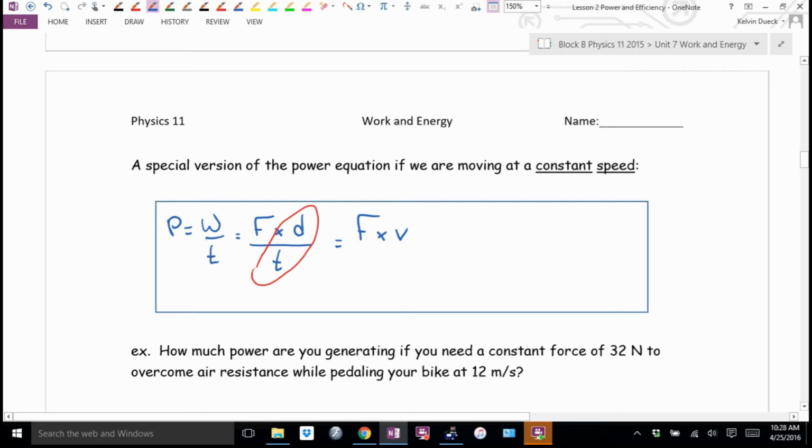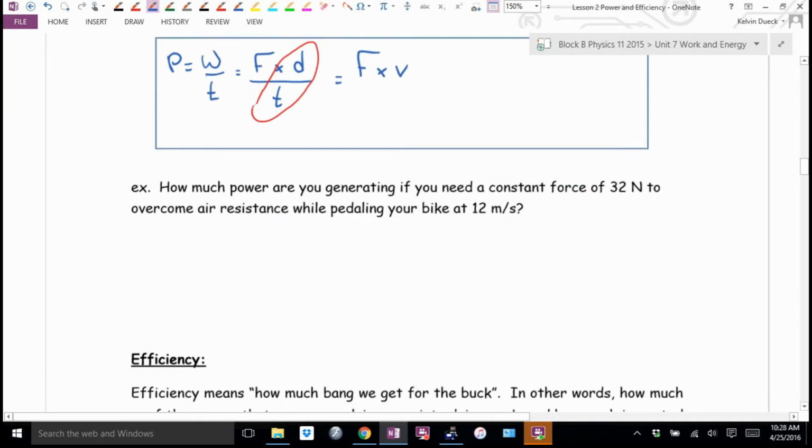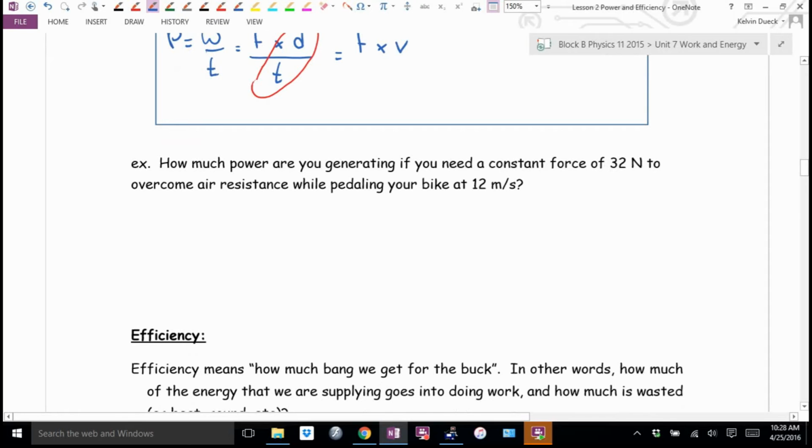Where is this one handy? Biking. Suppose you're pedaling your bike and you've calculated that you need a constant force of 32 newtons. And how would you get that? Well, this is really like the Tour de France guys when they're in the wind tunnels. Here's some of the studies and calculations that they're doing. So the wind tunnel is applying a constant 32 newton force of air resistance, and you're pedaling at 12 meters per second.